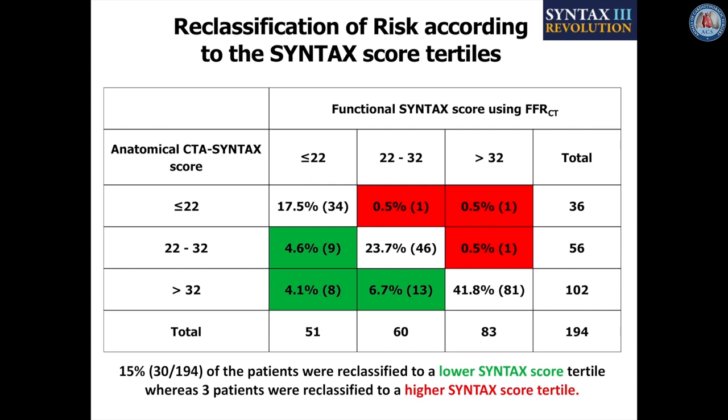They were moved from a severe anatomic classification to a less severe anatomic SYNTAX classification, and only in 3 cases was there aggravation of the anatomic SYNTAX score. So 15%, 30 of 194 of the patients were reclassified to a lower SYNTAX score tercile, whereas 3 patients were reclassified to a higher SYNTAX score tercile.